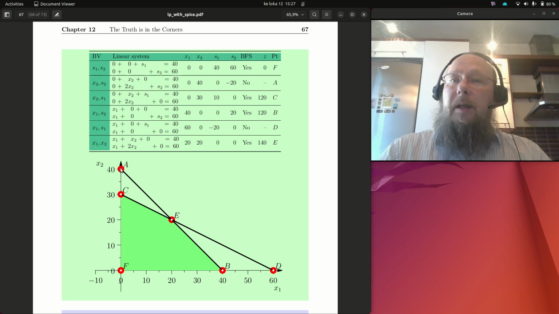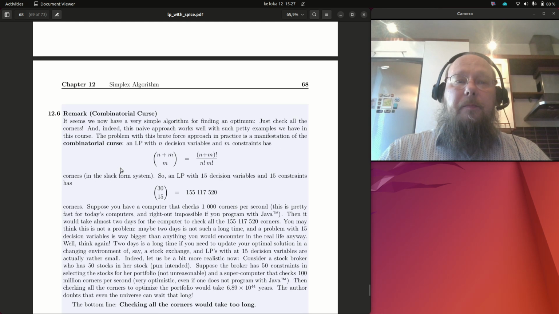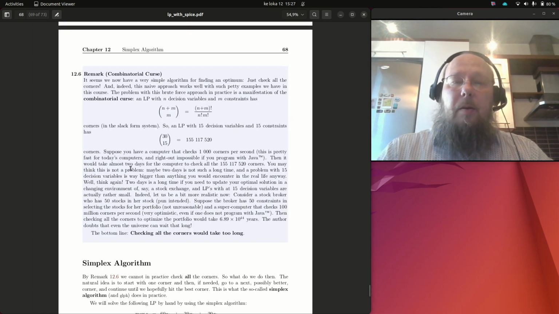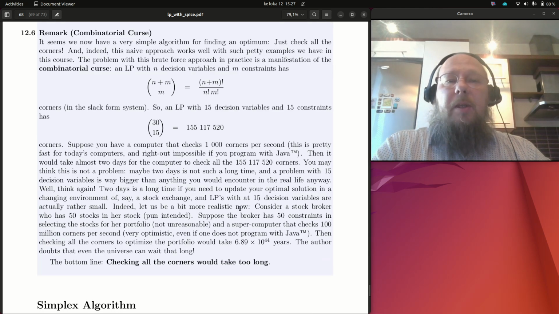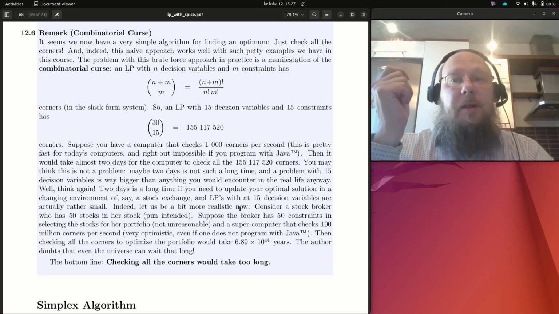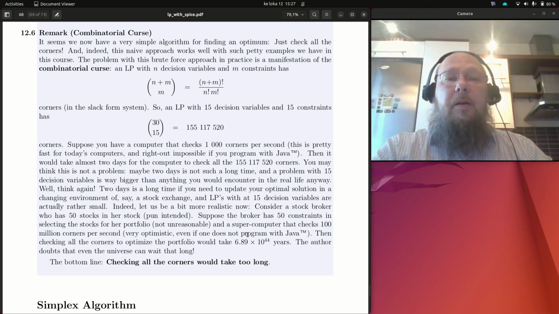So looks like that's it. Just check all the corners. But then we had this combinatorial curse, which basically the bottom line here was that if I have 50 decision variables and 50 constraints, which is still a reasonable LP, then checking all the corners with a supercomputer that checks 100 million corners per second would take more time than the universe is old. So that's infeasible. Checking all the corners would take simply too long.